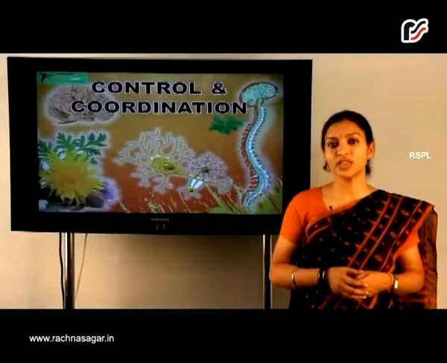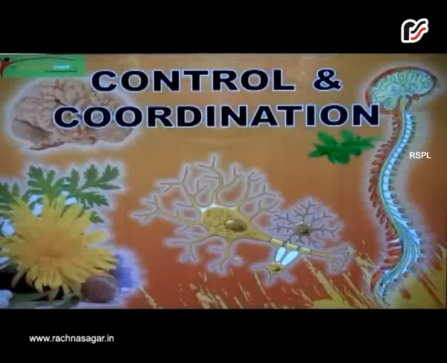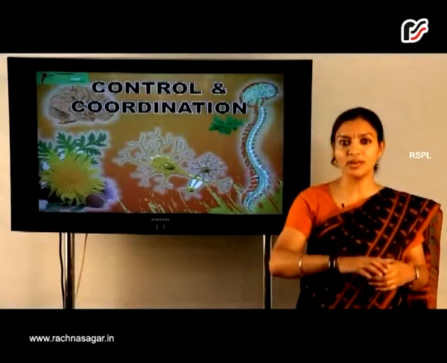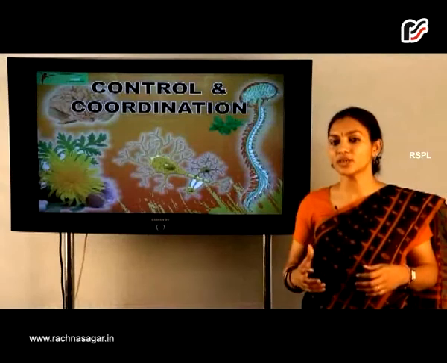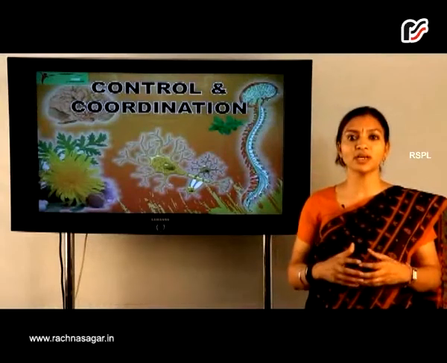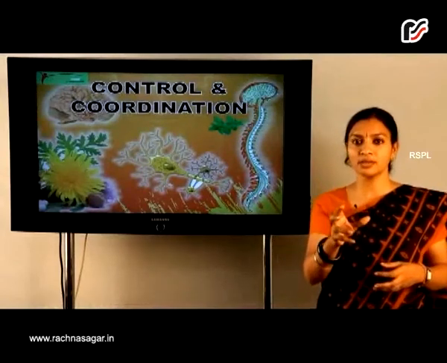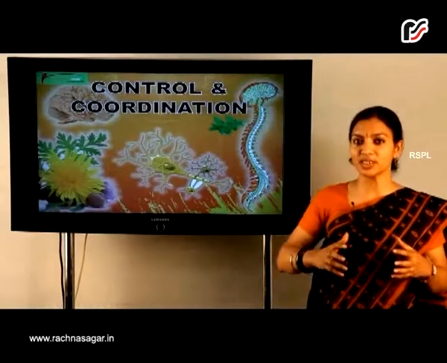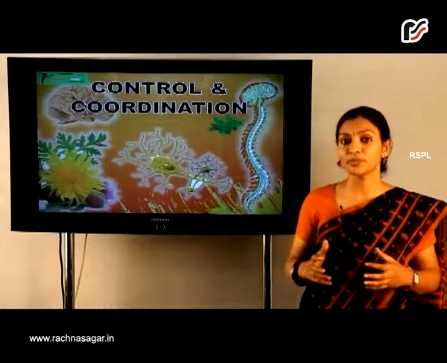Let's start with the next chapter, control and coordination. This chapter is all about control and coordination. We all know that human beings are controlled by a particular organ in the body, which is known as the brain, or we can say the central nervous system.